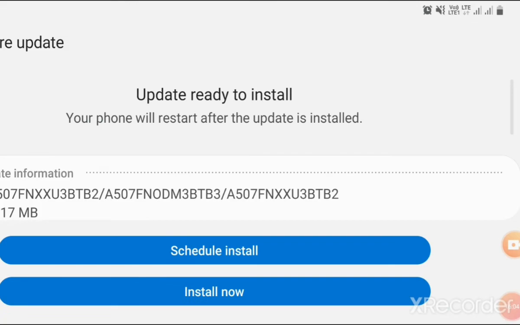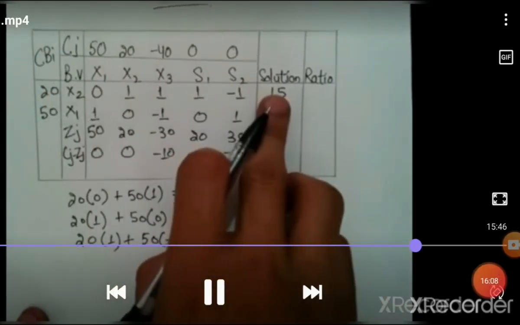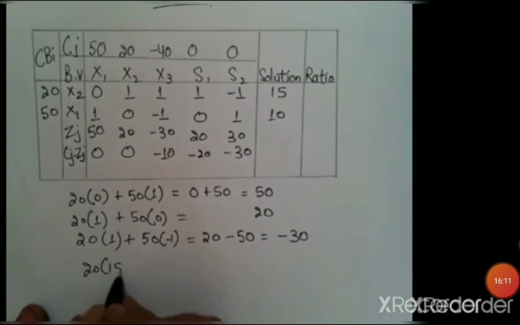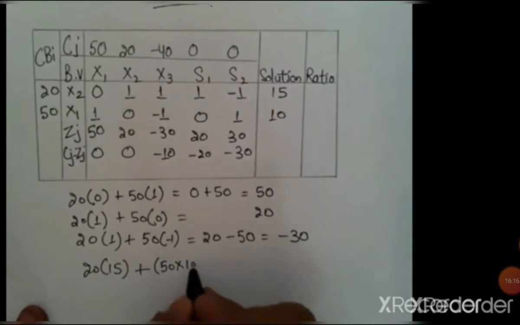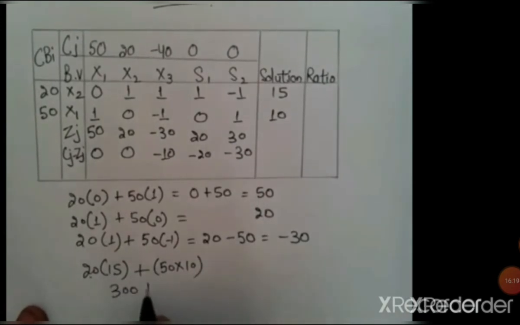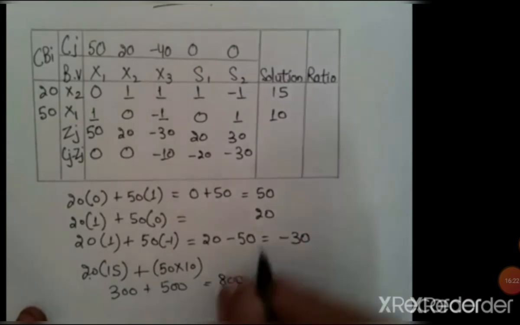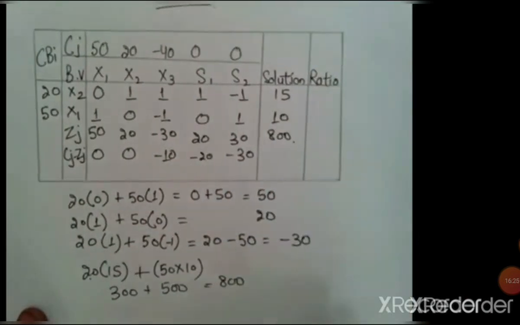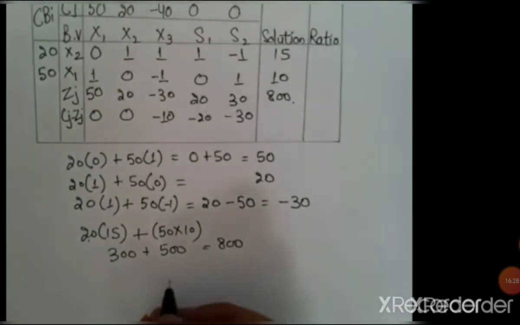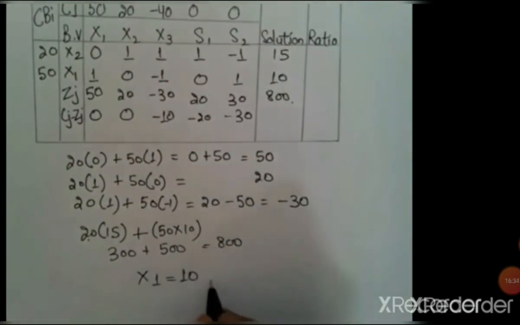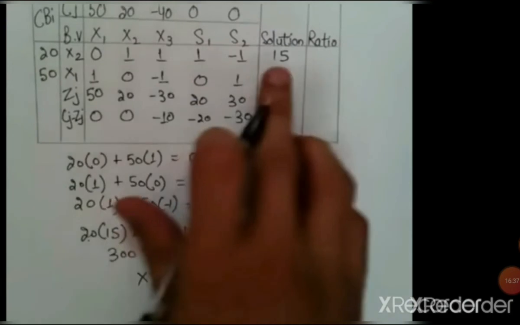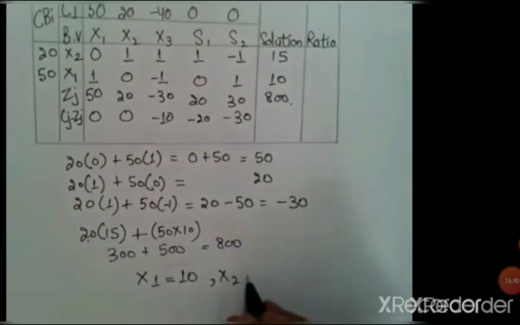Then 1 into 0. Next, you find out all Z values and Cj minus Zj values. You calculate all Z values and Cj minus Zj values. So what did you find? The final is, you can see here, the Z values and then the Cj minus Zj values.